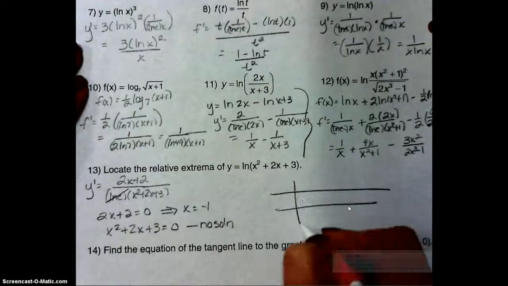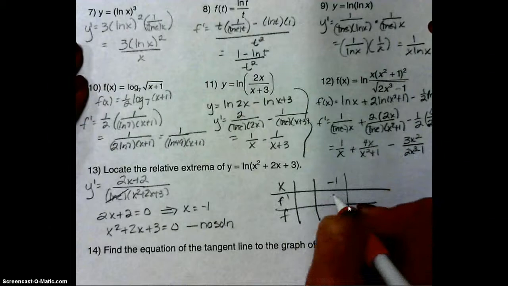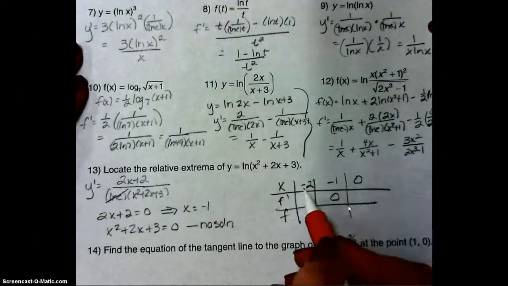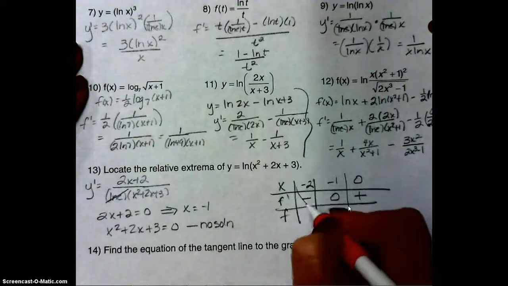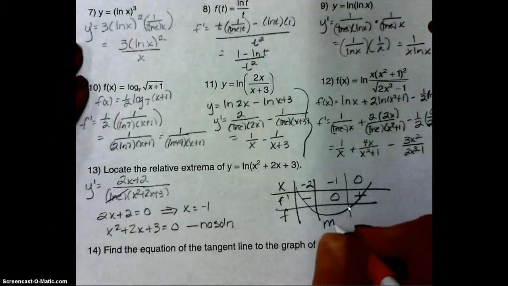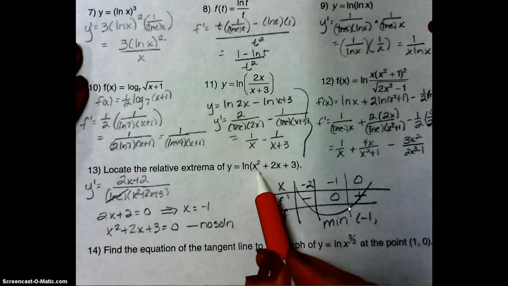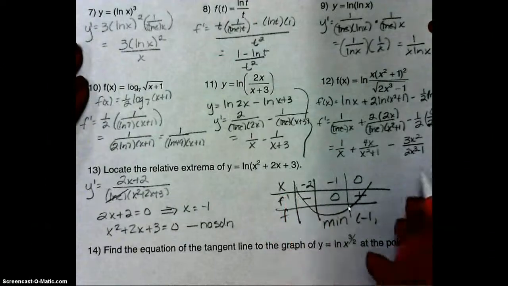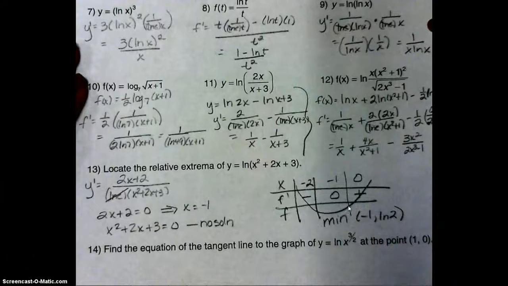So you come over here, x, f prime, and f, a critical number at -1. So I test either side, -2 and 0. Remember, I put it in my derivative. So I'm going to get negative and positive. So I'm decreasing and I'm increasing, so I have a minimum at -1, and then you plug it back up here in your original. So -1 squared is 1 minus 2 plus 3, so I get the natural log of 2. And just leave it natural log of 2. You don't have to worry about a decimal.